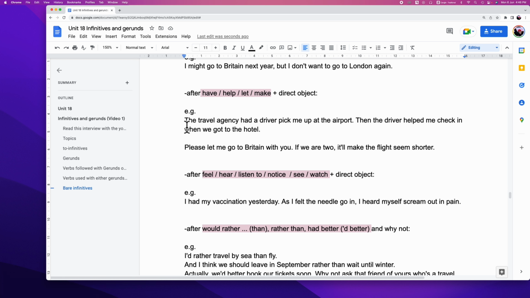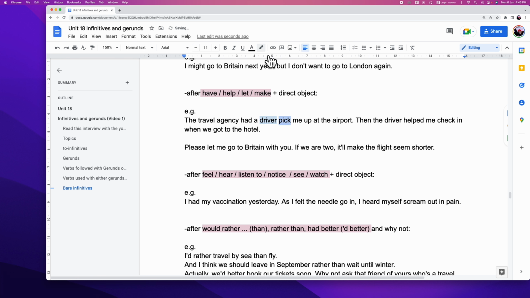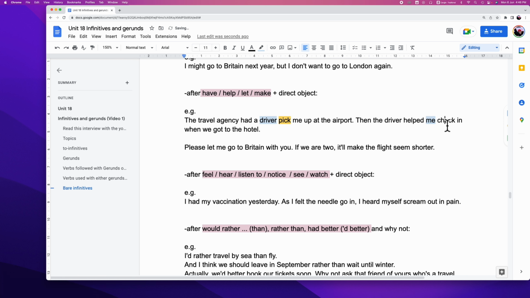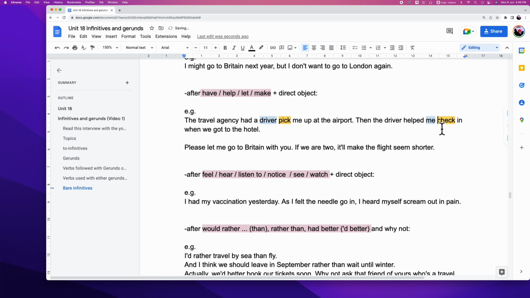For example, the travel agent had a driver pick me up at the airport. Pick is a bare infinitive telling you more about the driver. The word pick, this bare infinitive, functions as a yellow. Then the driver helped me check. Help me. The word me is the direct object, as well as the check, it's the color yellow, telling you more about the me. Okay?